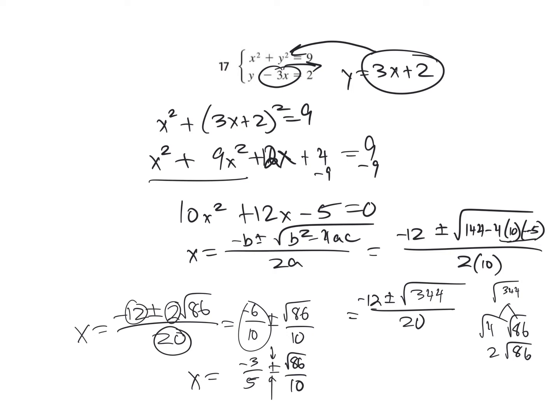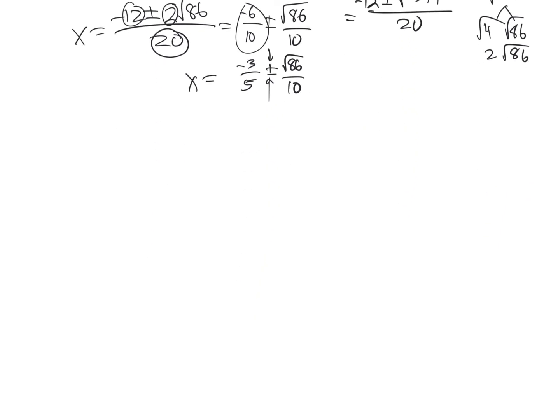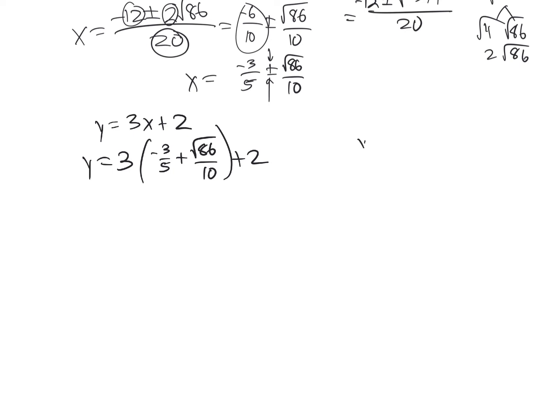So we're going to use the 3x plus 2 here to solve this. So let's move all this up. y equals 3x plus 2. Let's substitute in the positive first: 3 times negative 3/5 plus the square root of 86 over 10, plus 2. And then we're also going to do the minus: 3 times negative 3/5 minus the square root of 86 over 10, plus 2. All right? And this will give us our y values.